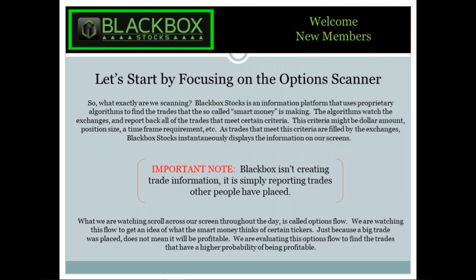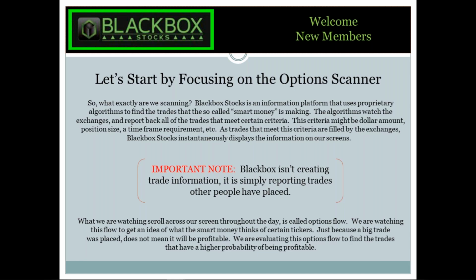Important notes. Like I said earlier, BlackBox isn't creating any kind of trade information. All it's doing is reporting trades that other people have been placing. So when we see something come across the scanner, it's not really anyone determining this is something you should look at, let's make this trade. It's a trade that someone placed. It met the algo's criteria for either time frame, dollar amount, or unusual, because maybe that contract is never traded and now all of a sudden it is being traded. So it's hitting the scanner because of algo criteria, but it's actually a trade that someone else placed. So we're not creating information for you to follow or not. It's a trade that someone else placed that met the criteria for us to see it.